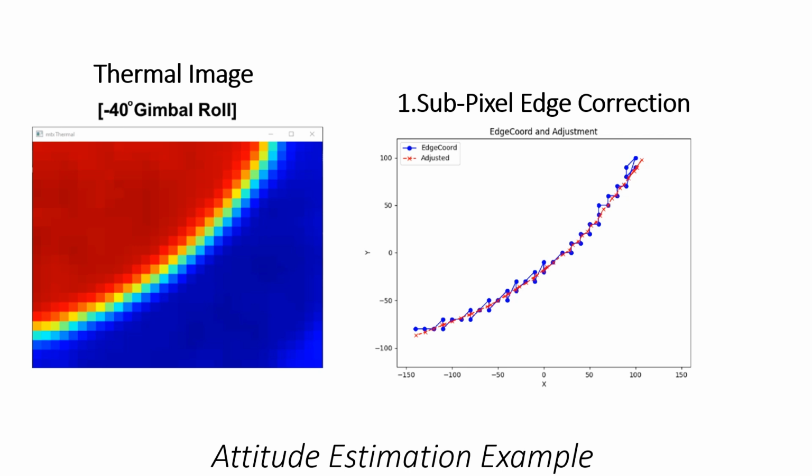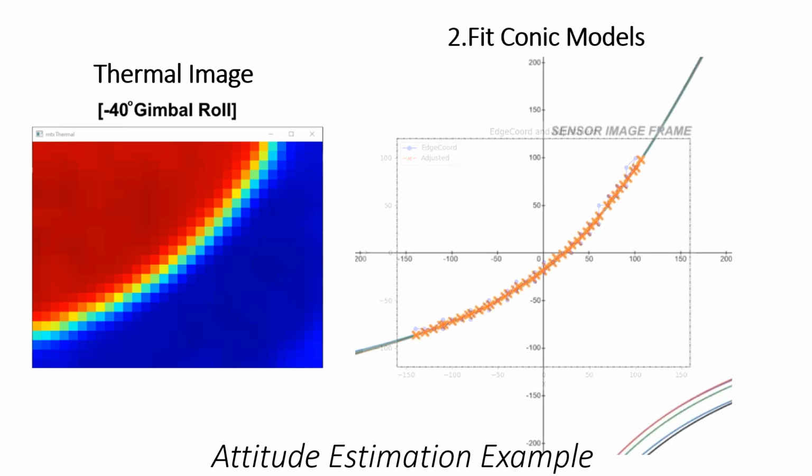So first the prototype will identify the coarse edge and then perform a subpixel edge adjustment. So from those subpixel edge coordinates, we then fit 5 conic models. And then from these conic models, the geometric properties of the conic, we can calculate the rotation of the conic within the frame, as well as the angle of the plane relative to the nadir vector that was used to create the shape.